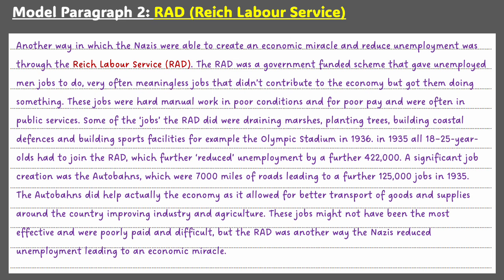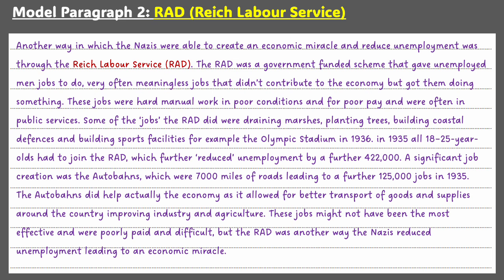Some of the jobs the RAD did were draining marshes, planting trees, building coastal defences and building sports facilities, for example the Olympic Stadium in 1936. In 1935, all 18 to 25-year-olds had to join the RAD, which further reduced unemployment by another 422,000. A significant job creation was the Autobahns, which was 7,000 miles of roads leading to a further 125,000 jobs in 1935. So we're given loads of evidence in this here, aren't we, about how the Reich Labour Service is throwing numbers at us. Some nice facts to know, but you do have to include these facts, otherwise you're sort of losing a lot of value.